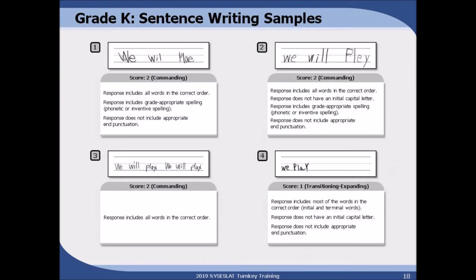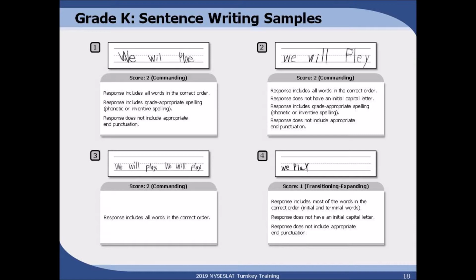Sample 1 is scored a 2. The response includes all words in the correct order. It is acceptable for a score of 2 that the response includes grade appropriate spelling, phonetic or inventive, which in this case are the words will, spelled W-I-L, and play, spelled P-L-A-E. It is acceptable that the response does not include appropriate end punctuation.